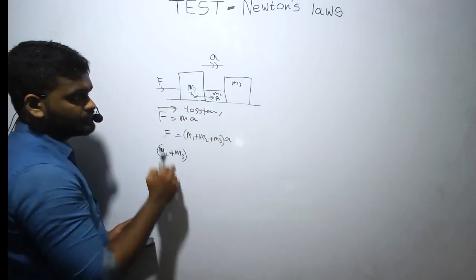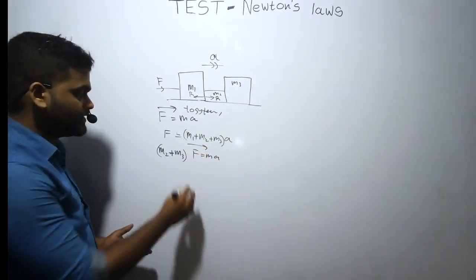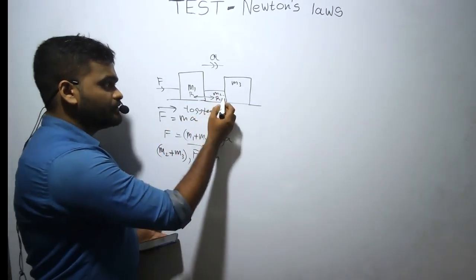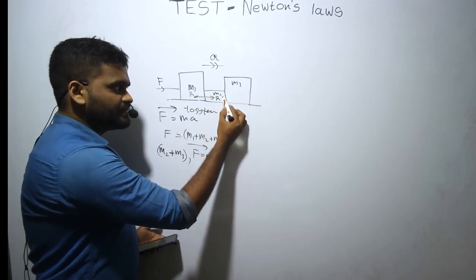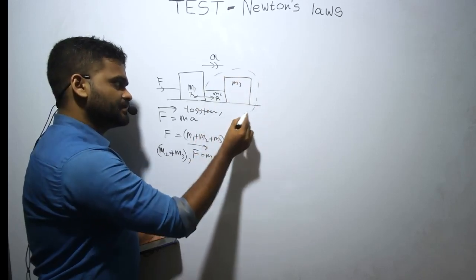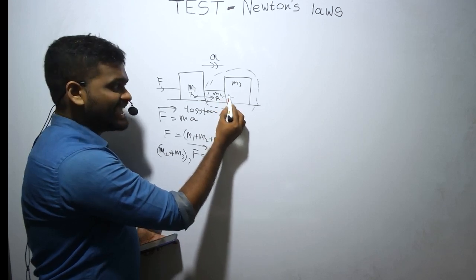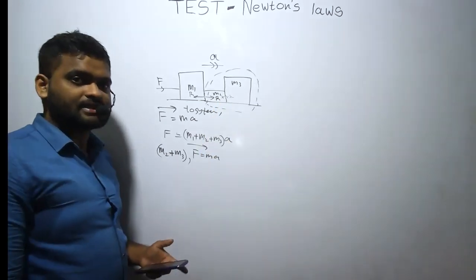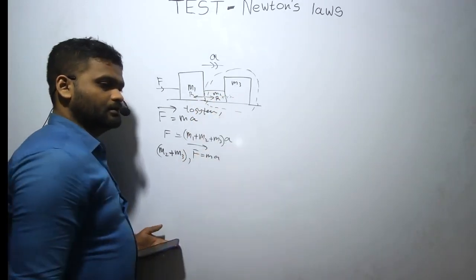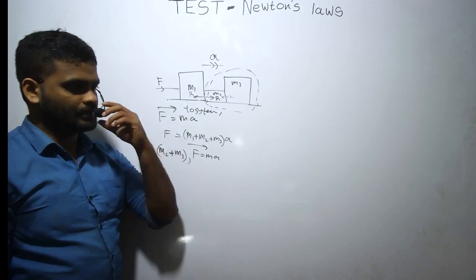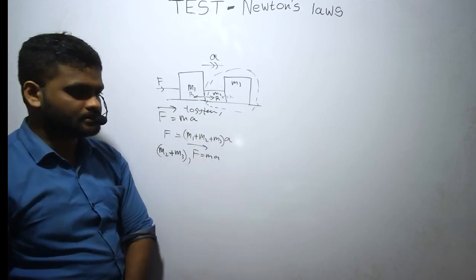M2 and M3 together. F equals ma to this side. When you apply that together, there's a normal reaction here as well. That cancels off, that becomes internal to this system. When you consider this system, there's a normal reaction here, but it cancels off, right? That's why you apply that together. So when you are doing the question, you have to do it as simply as possible.